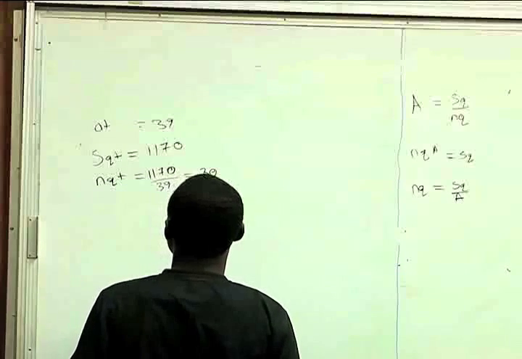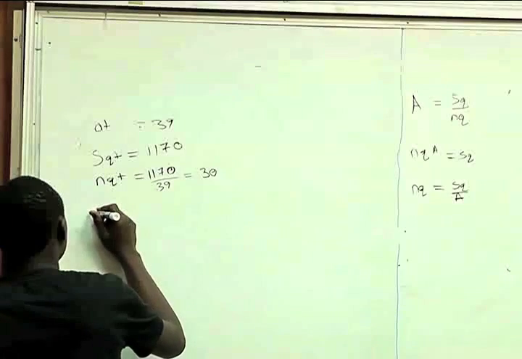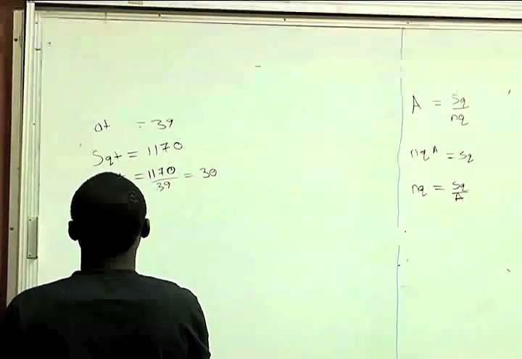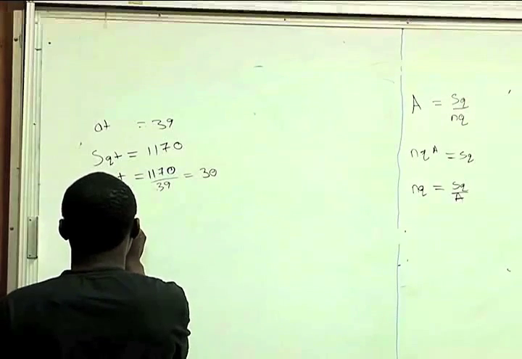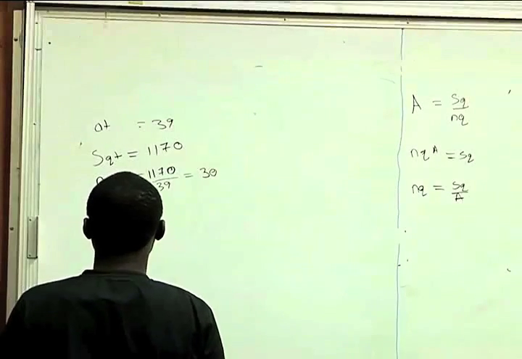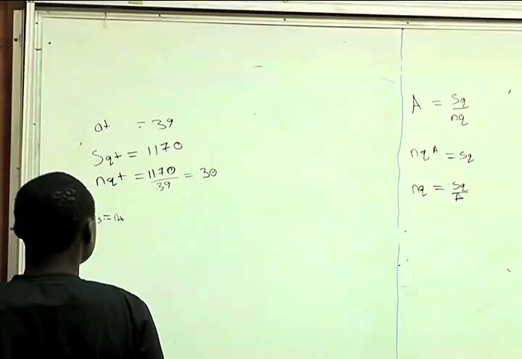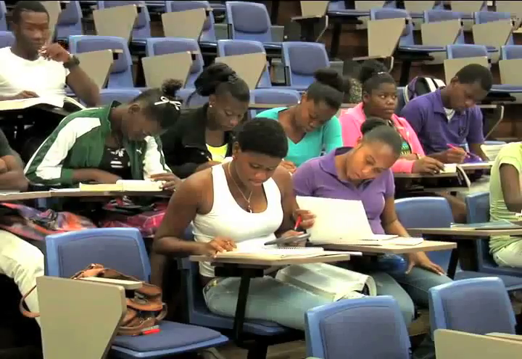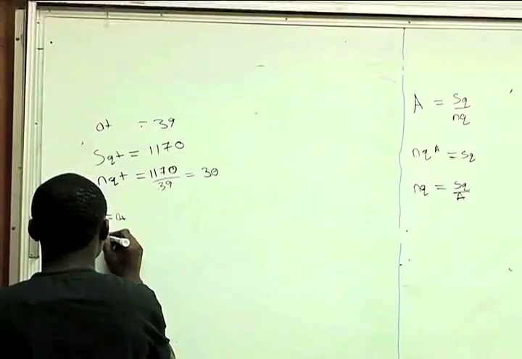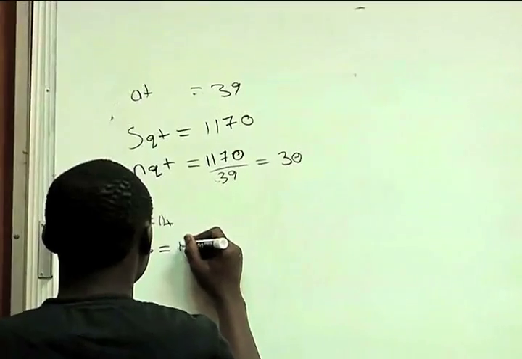Alright, now I do the same thing for students. So A for students, it says here, the number of students whose average age is 14 years. So A equal 14, AS equal 14. And then it said, the total age for the students, what's the total age? Yes, so SQ student equal 6580.